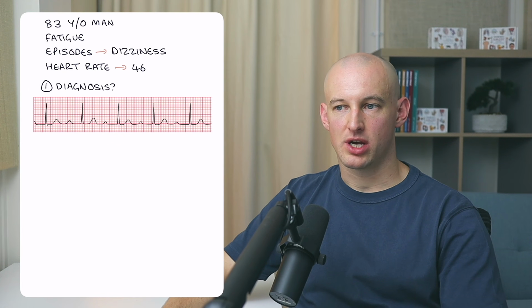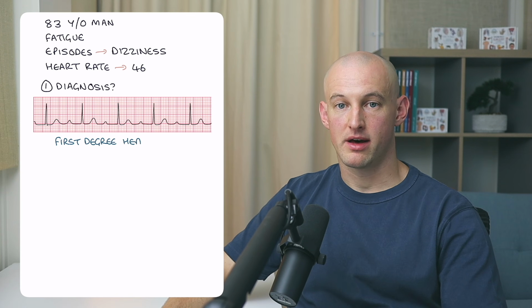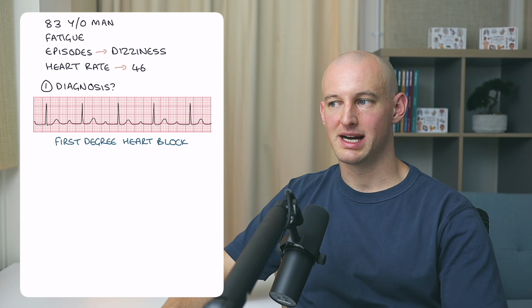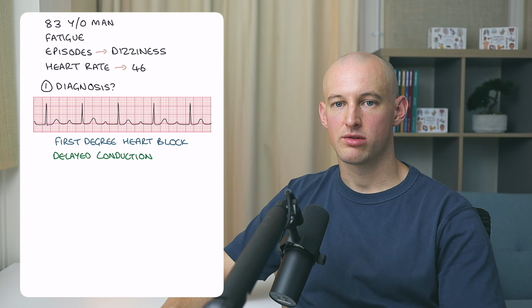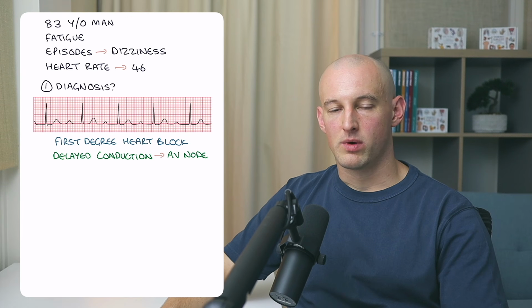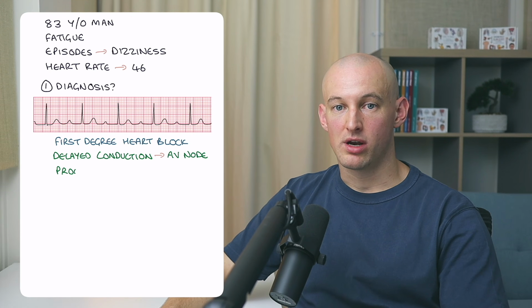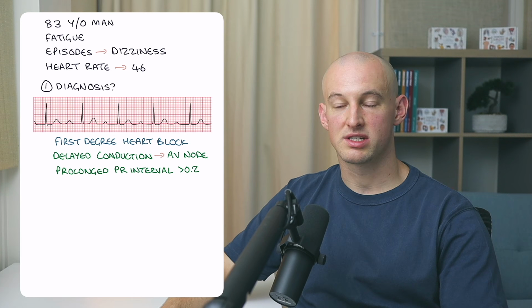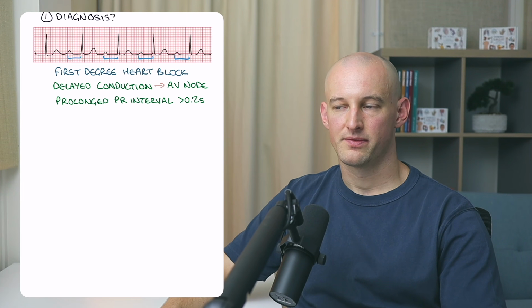This ECG shows first-degree heart block, and this is caused by delayed conduction through the atrioventricular node. What you can see on the ECG is a prolonged PR interval of more than 0.2 seconds. All the P waves are followed by QRS complexes.